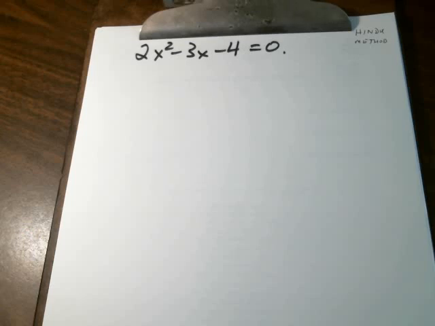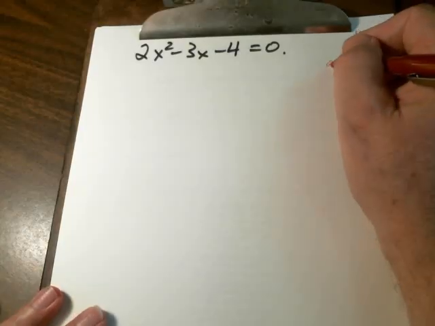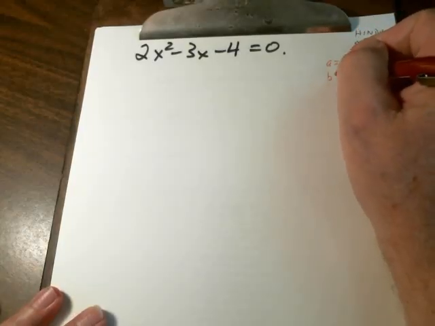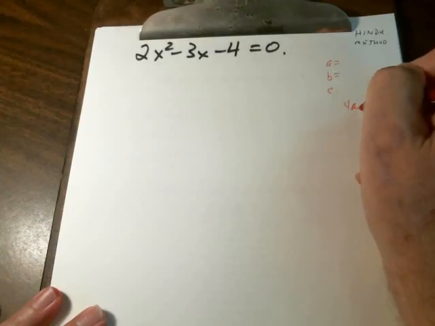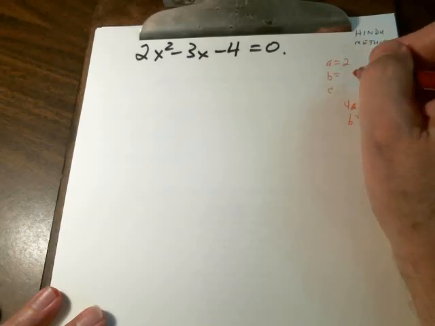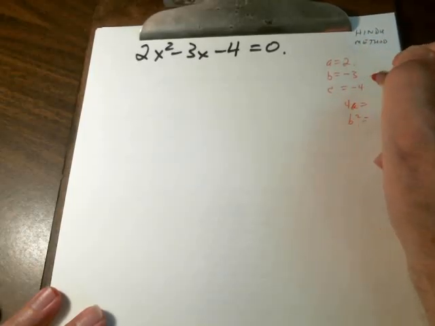Here you are with a quadratic to solve: 2x squared minus 3x minus 4 equals 0. Step 1 of the Hindu method is to identify a, b, c, 4a, and b squared. So a is 2, b is negative 3, c is negative 4.